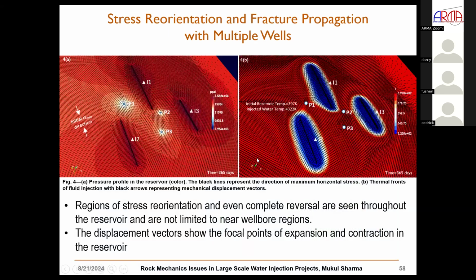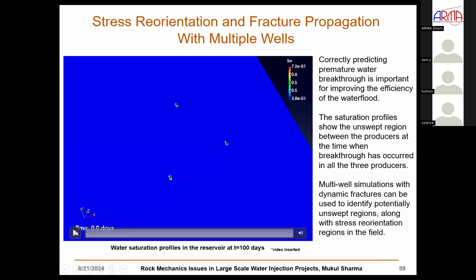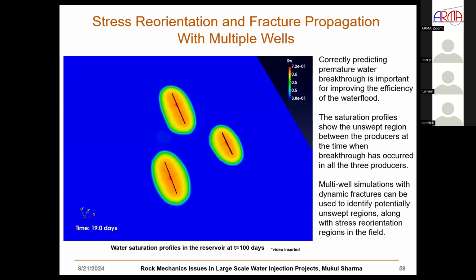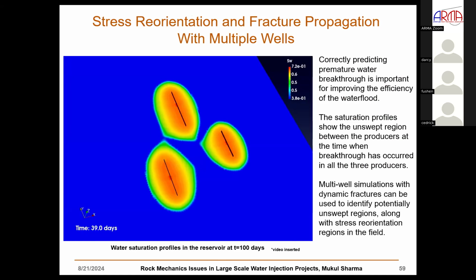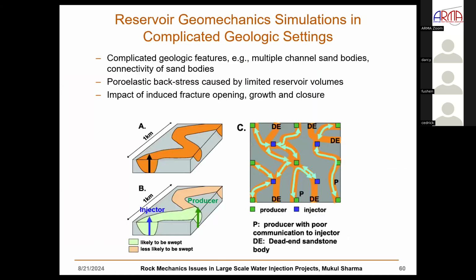And of course, real reservoirs don't have these very nice patterns. They have much more complicated injection and production well patterns. And so you can actually get regions of stress reorientation and even complete stress reversal seen throughout the reservoir and not just limited to the near wellbore region. So we've done some examples of that over the course of some time, and you can actually see as the displacement occurs, the stresses are reorienting, and you can actually get some very interesting patterns that can develop.